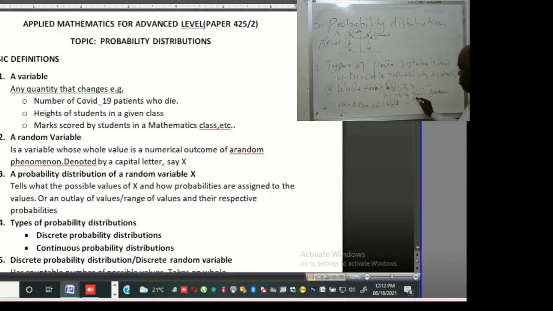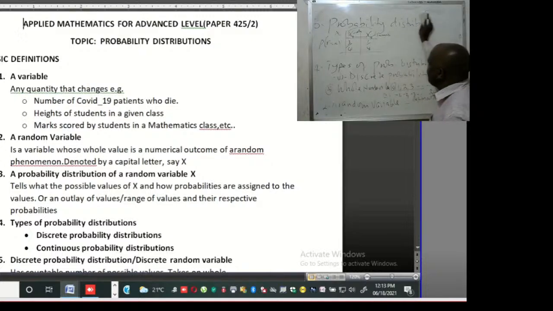Any random variable which takes on values which are either whole numbers, counting numbers, or integers without decimals is called a discrete probability distribution. It's called discrete because it's taking only whole numbers. Any random variable that takes on whole numbers is called a discrete random variable.